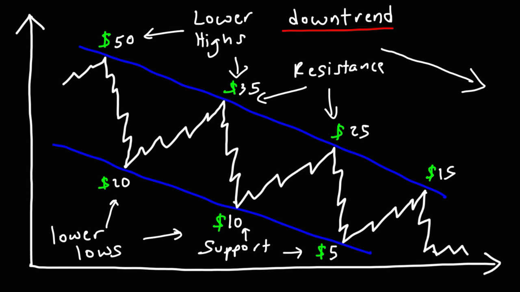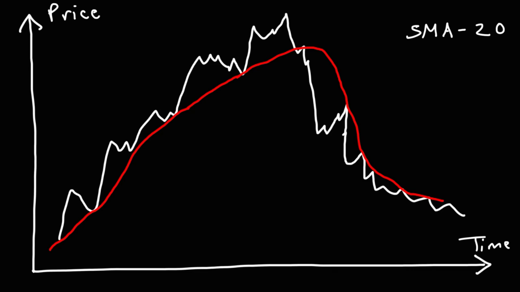So the stock can still oscillate up and down, but the general direction is downward because the long-term investors, in the long run, are selling rather than buying. In this example, we have a stock and its price shown on the stock chart, and also a simple moving average, the SMA 20, plotted in red.